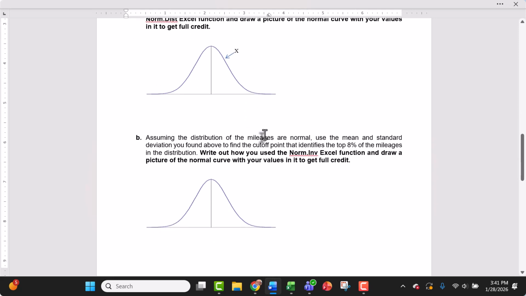In question B, I want to identify the top 8% of the mileages. So show me where that would be in this picture. Is it on the left? Is it on the right? Show me where the top 8% are located, and then use the normal inverse function. Again, spell it out.